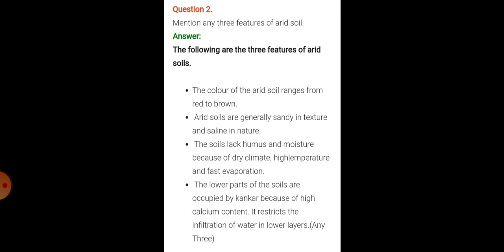Third, the soils lack humus and moisture because of the dry climate, high temperature and fast evaporation. So the reason behind the soil lacking humus and moisture is the following: dry climate, high temperature and fast process of evaporation. Another point is the lower parts of the soil are occupied by kankar because of high calcium content, and it restricts the infiltration of water in the lower levels. So you have to just describe any 3 points.